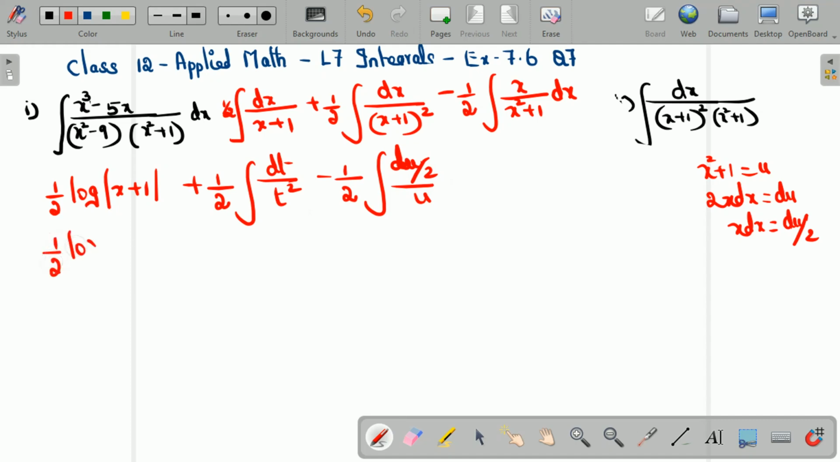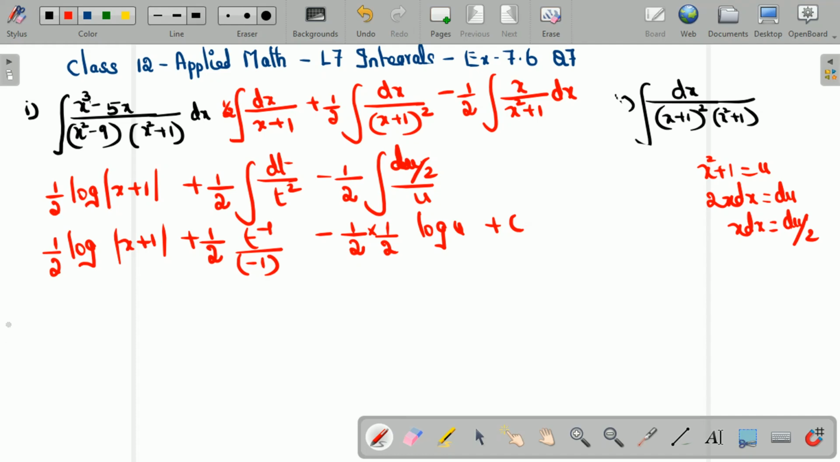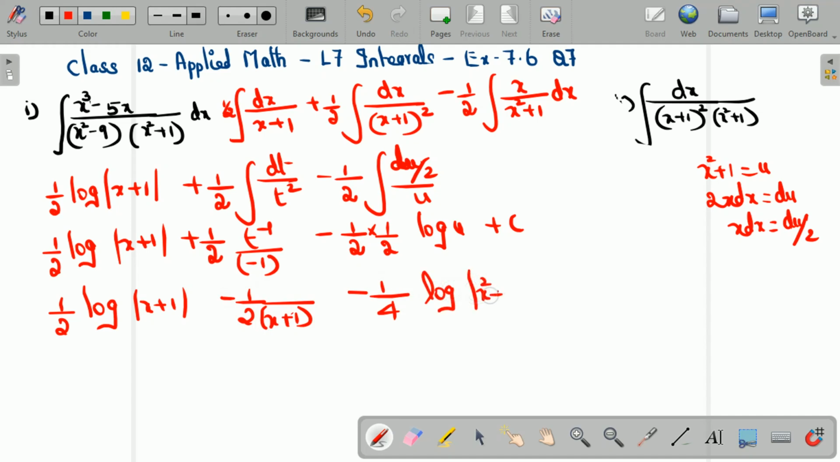So this is half into log of x plus 1 plus half into, this is going to be t power minus 1 by minus 1 minus half into 1 by 2 I'm taking. So then it is log u plus c. Let's put all the variables back. So this is half into log of x plus 1 minus half into, t here is going to be x plus 1. So I'm directly writing it, minus 1 by 4 log of x square plus 1, because that is the u plus c.